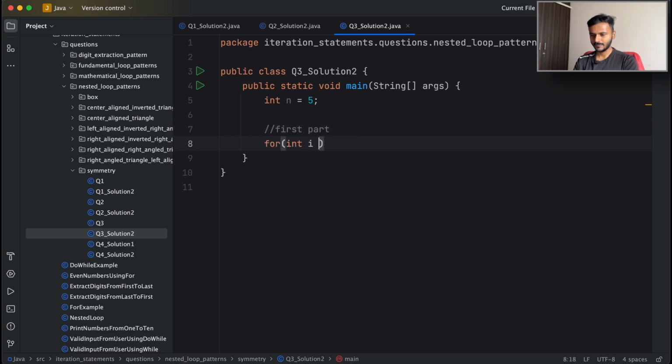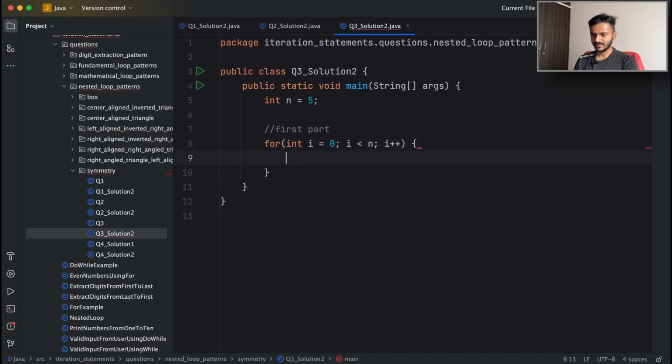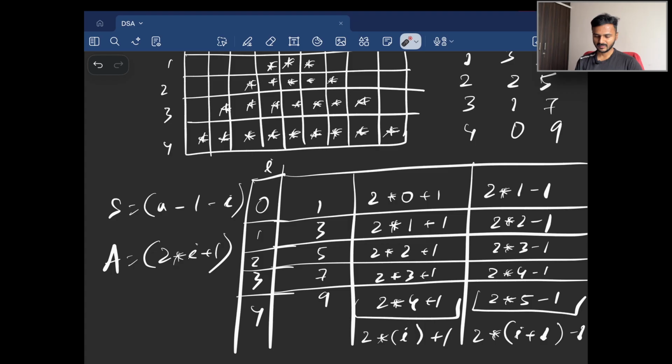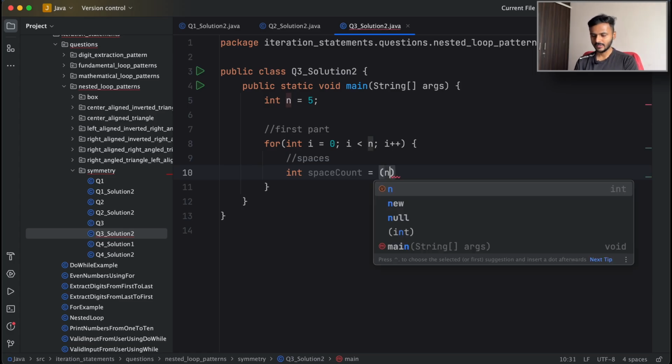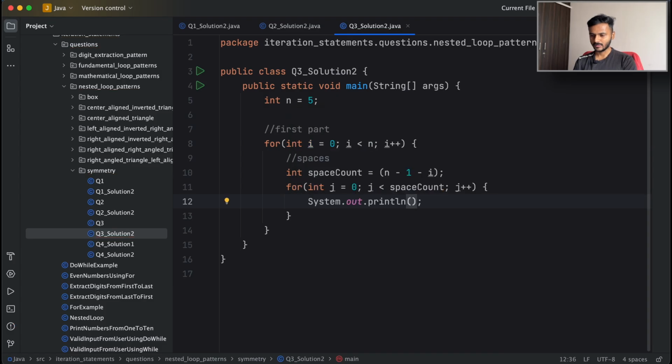So I'll say for int i is 0, i less than n, i plus plus. Then first of all, calculate the number of spaces. So we'll say int spaceCount, and on the basis of whatever we had discussed, the spaceCount would be n minus 1 minus i. And we'll have another loop inside. So we'll say int j is equal to 0, j is less than spaceCount, j plus plus. And we'll say System.out.print and a space, right?